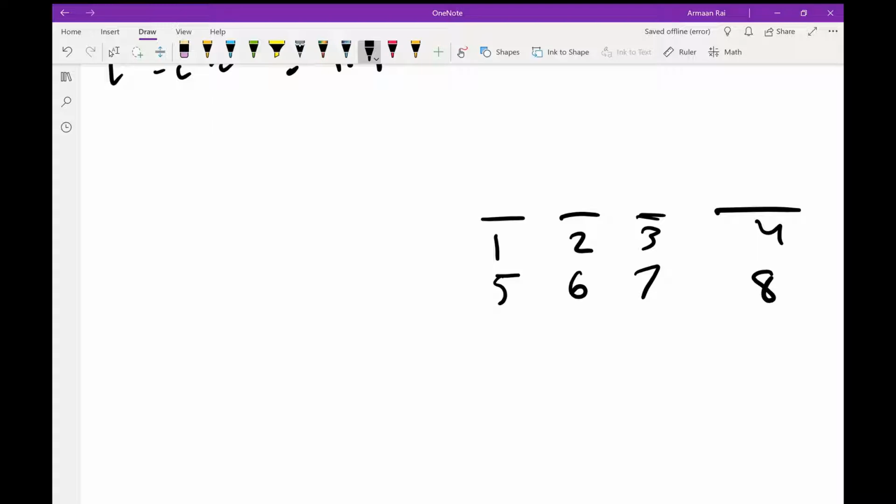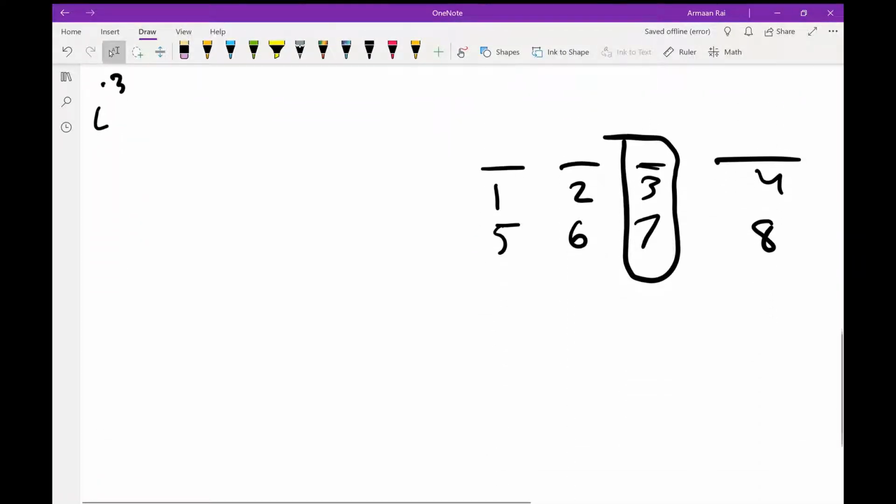Now, let's prove that to make sure it's true. Let's just use i to the third and i to the seventh. i to the third, we know from up here, equals negative i.